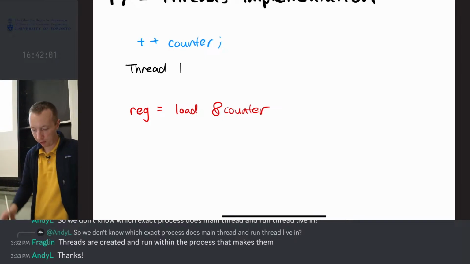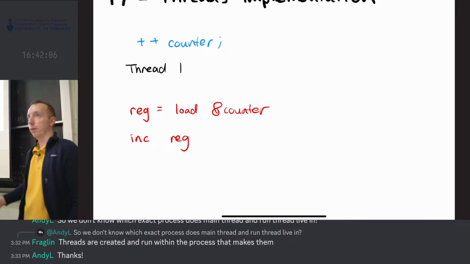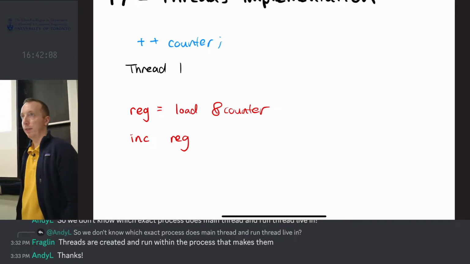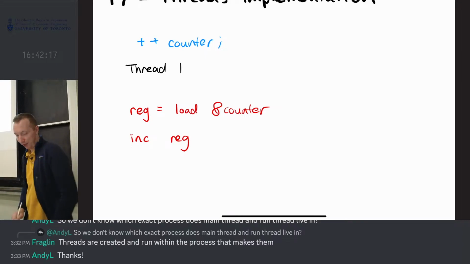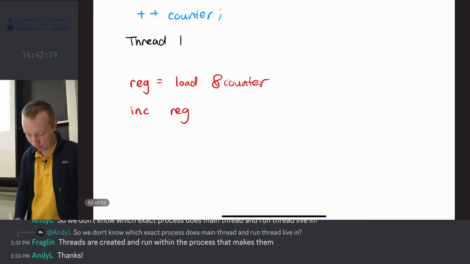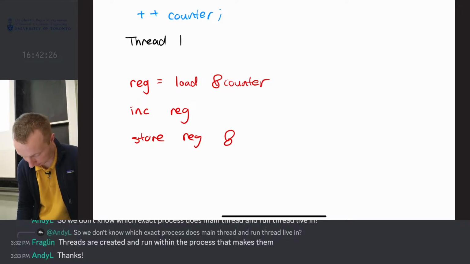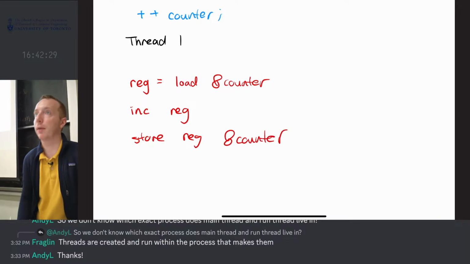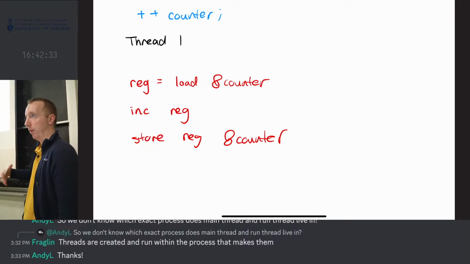The next operation it would do is increment that register. So it would just add 1 to that register. That is a CPU instruction that you probably did in, what, is it 243 or 244? 243, okay. So 243, that's what it would do. And then the last thing it would do is store the register at whatever the address is of the counter, right? So it would write that value out to whatever that memory location was.